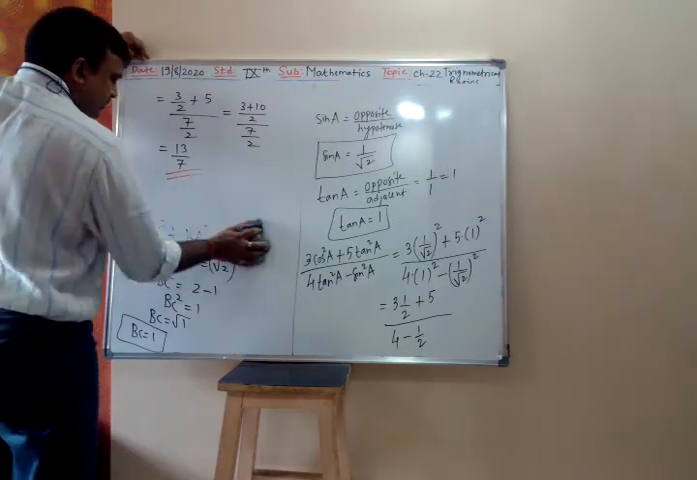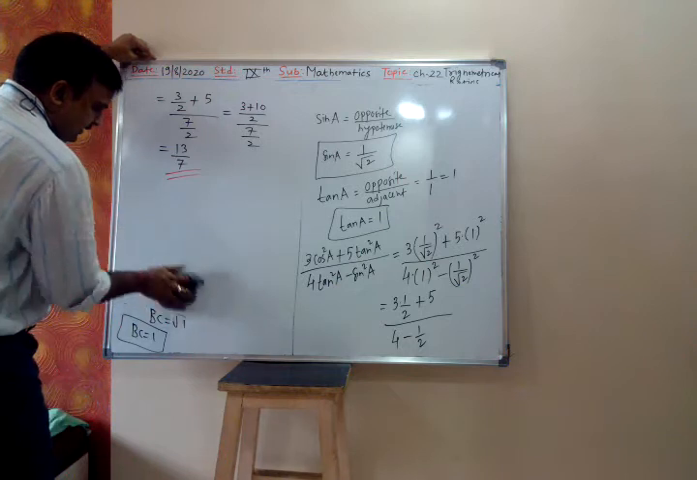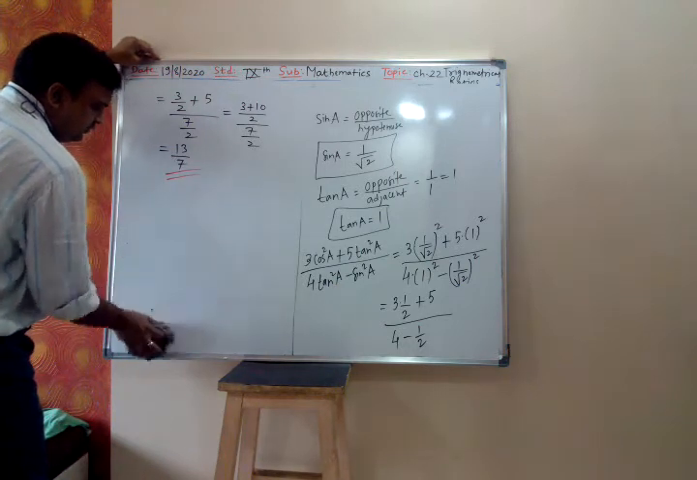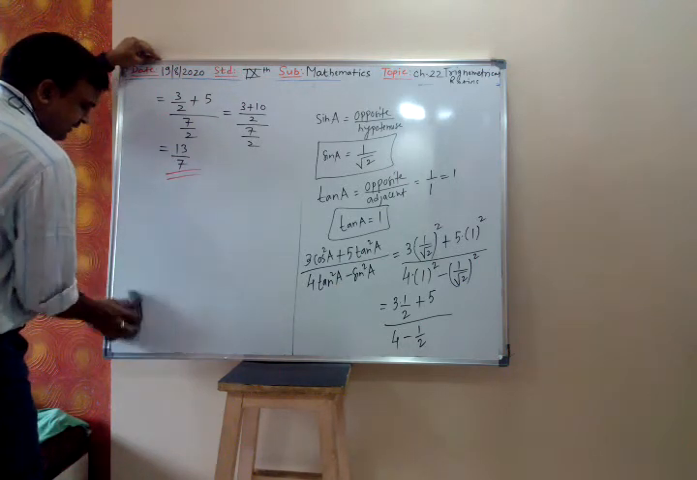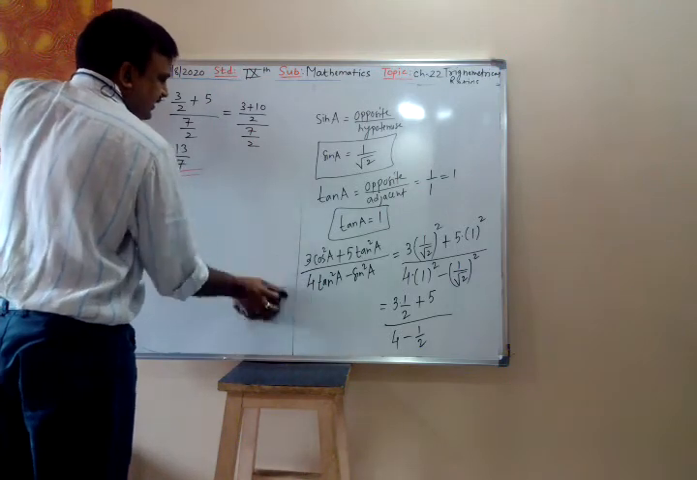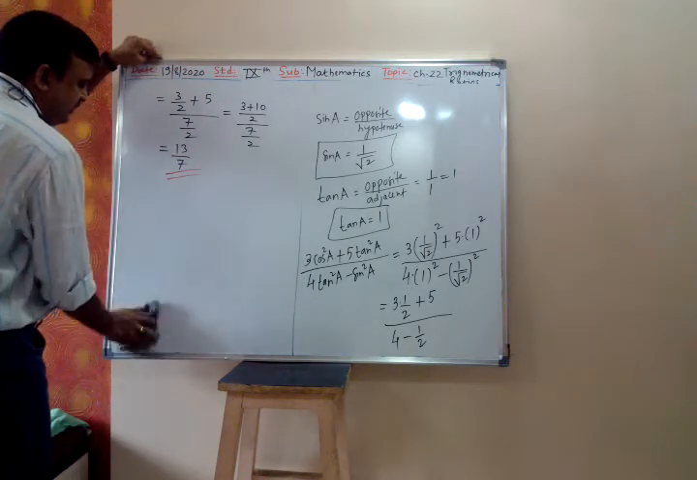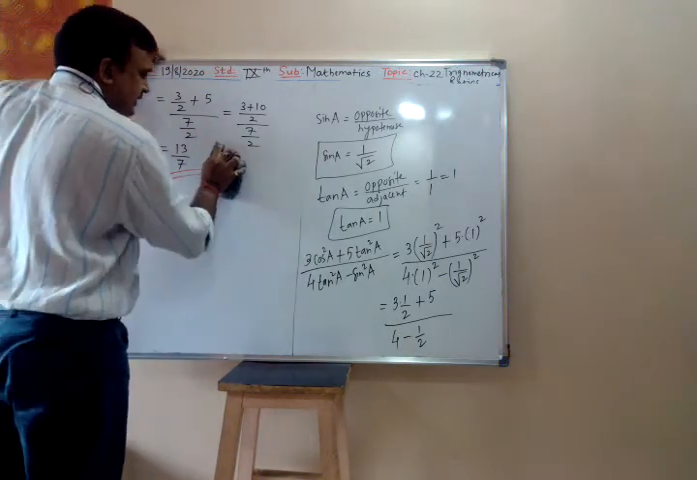So trigonometrical ratios: we have learned how to find them using the reference angle. How we find sin theta, cos theta, tan theta, then the reciprocal of sin theta, cosec theta, the reciprocal of cos theta, sec theta, and the reciprocal of tan theta, cot theta.